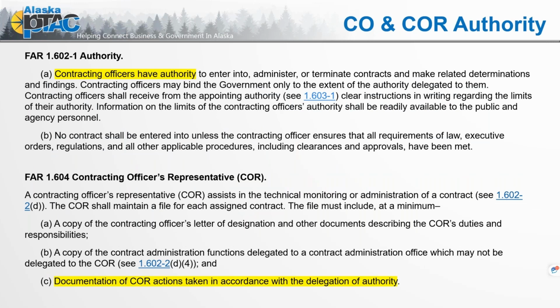So we kind of talked a bit about this, but here's the FAR defining authority. Contractors may have authority to enter into, administer, terminate contracts, make related determinations and findings. The critical part is contracting officers may bind the government only to the extent of the authority delegated to them. So keep that in mind too.